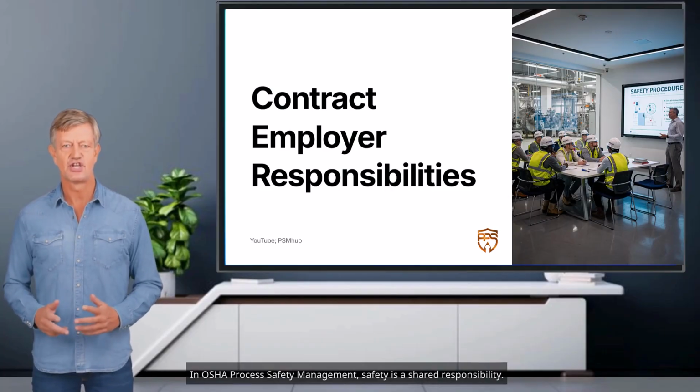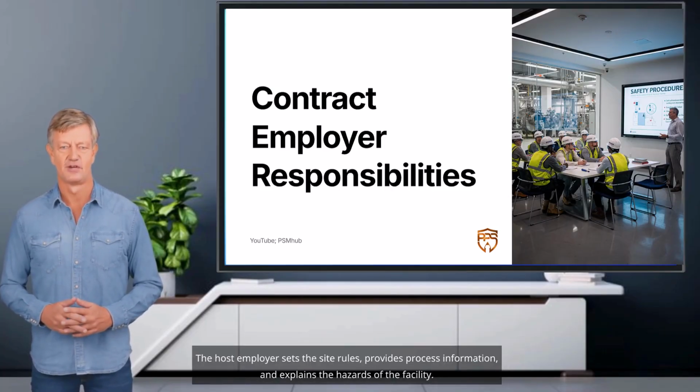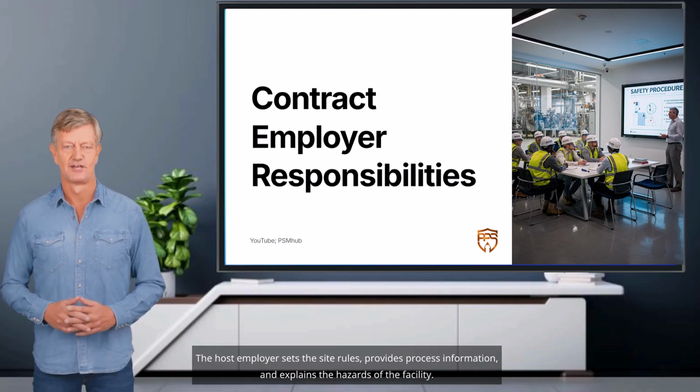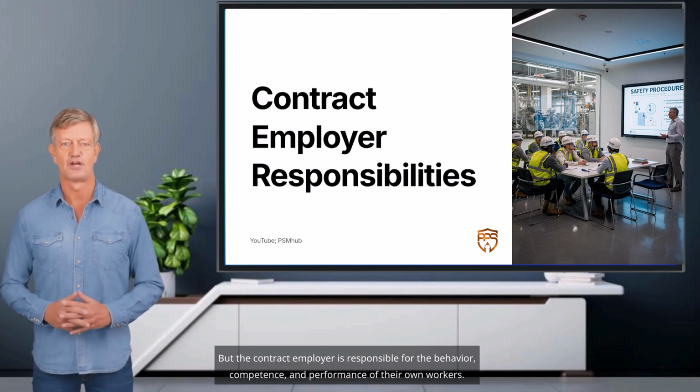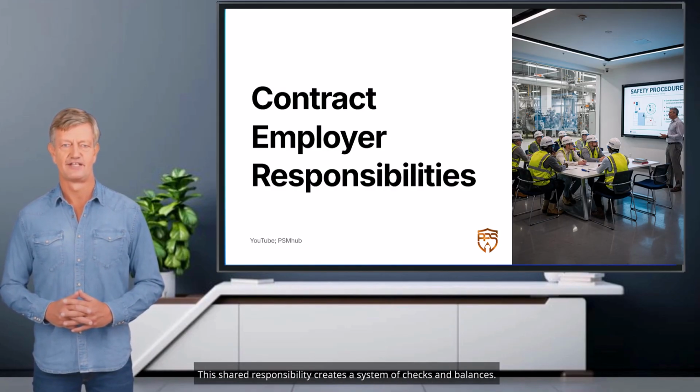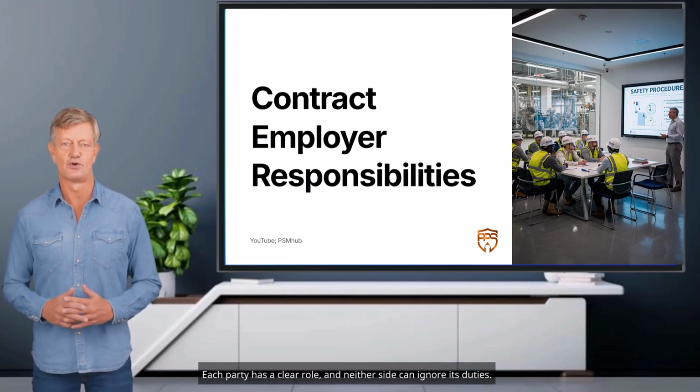In OSHA Process Safety Management, safety is a shared responsibility. The host employer sets the site rules, provides process information, and explains the hazards of the facility. But the contract employer is responsible for the behavior, competence, and performance of their own workers. This shared responsibility creates a system of checks and balances. Each party has a clear role, and neither side can ignore its duties.